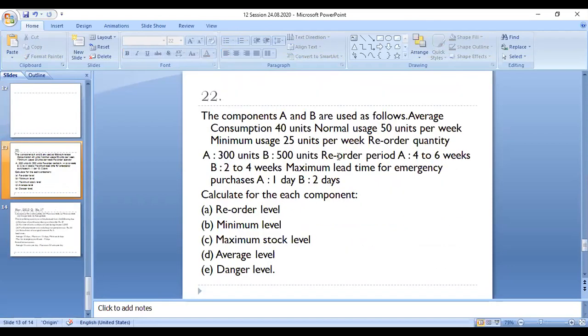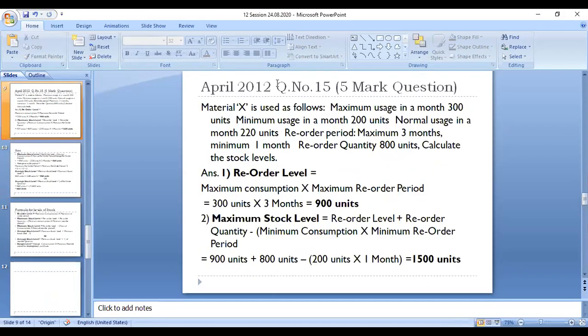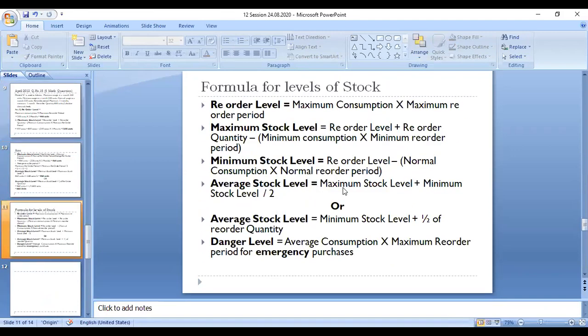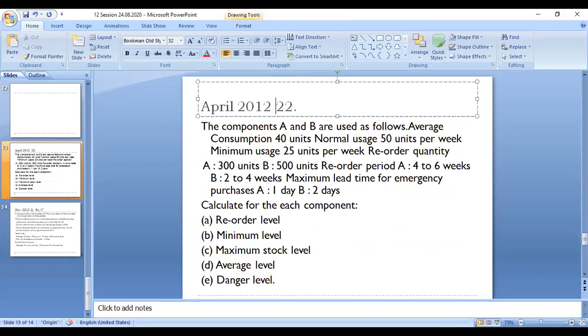In the case of 10 mark questions, it is in the same question paper, April 2012 only. The same question paper asked it in question number 22. Question number 22 is a 10 mark question. So with the same model you can get the 10 mark questions.